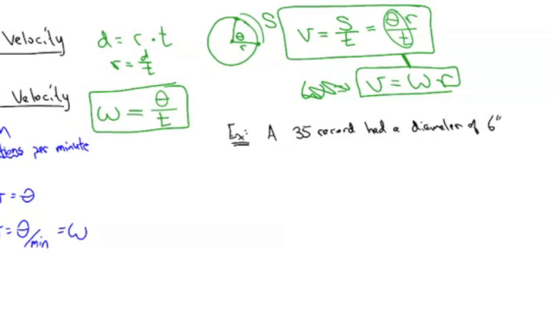A 45 record has a diameter of 6 inches. That's about the size of a 45 record. Not that big, about 6 inches. They're very small. Oh, 45 record, I'm sorry. A 45 record has a diameter of 6 inches.